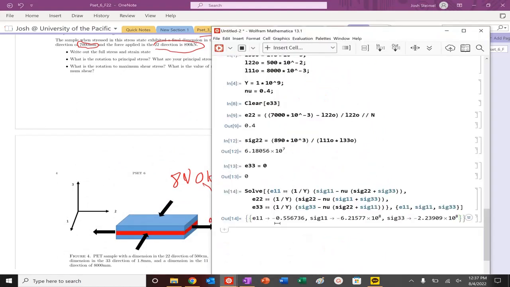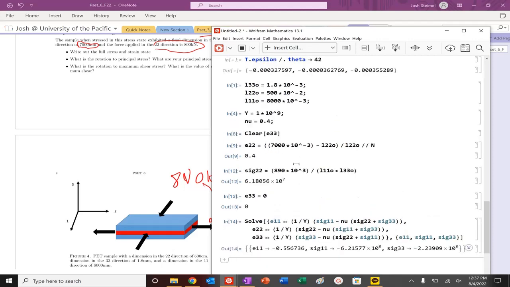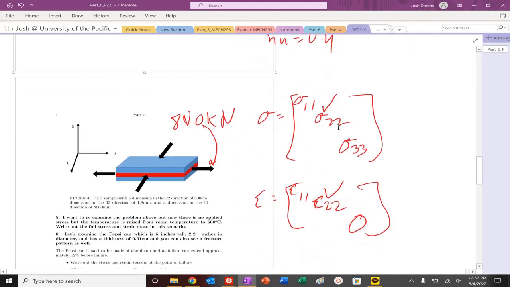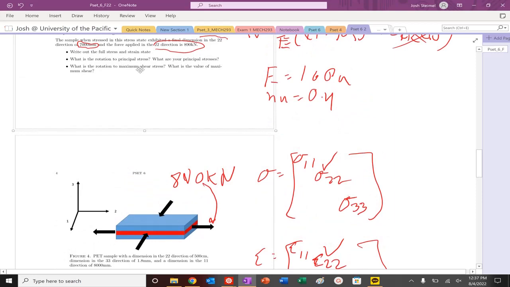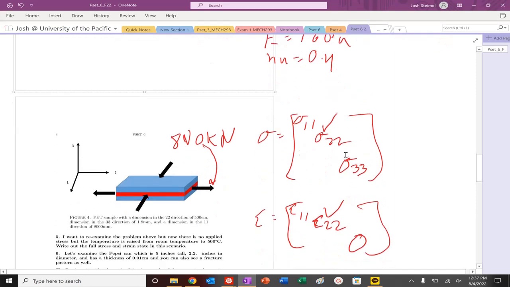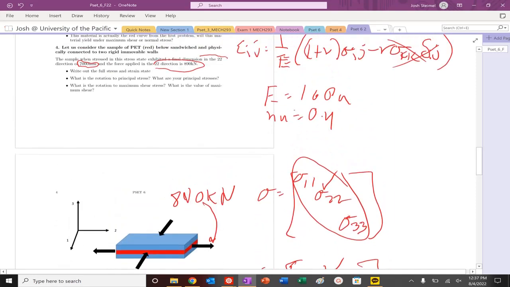What about the rotation to get to principal stress? We are actually already there because we only have normal stresses. So that rotation is 0. What are my principal stresses? They are these three values right here. What is the rotation for maximum shear? Because we're already in our principal stress state, it's going to be 45 degrees from the Mohr circle.